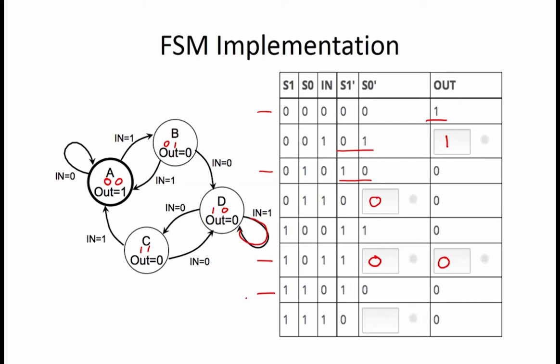Finally, from state 1, 1, which is state C, when n equals 1, we see from the state diagram that we transition to state A, which is state 0, 0. So the remaining missing S0 prime value is 0.